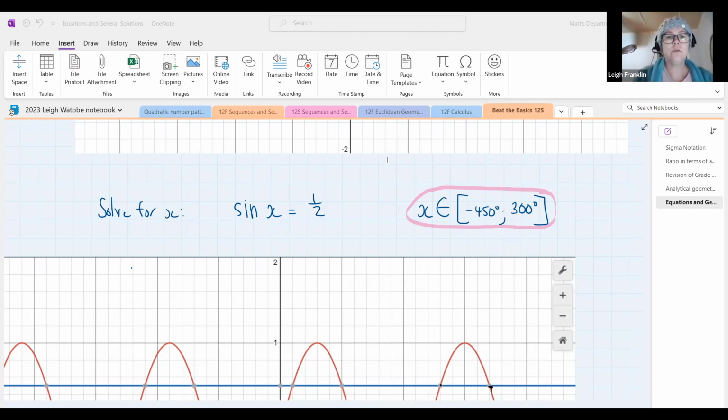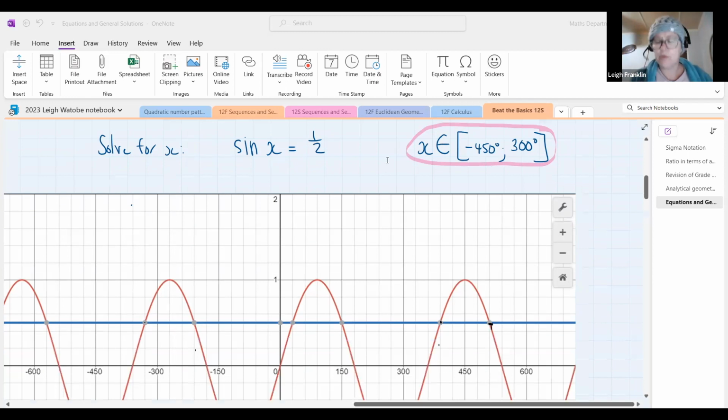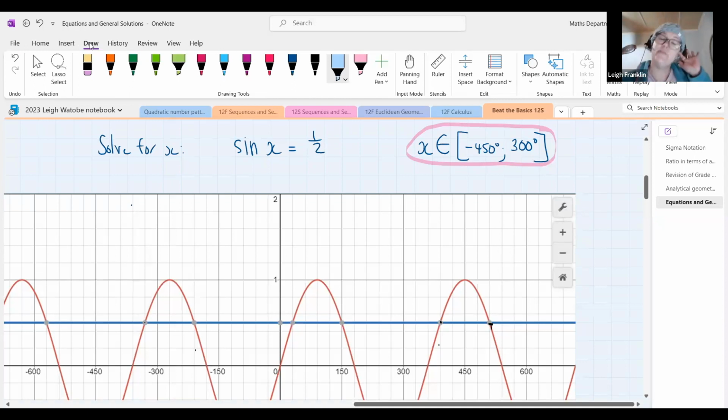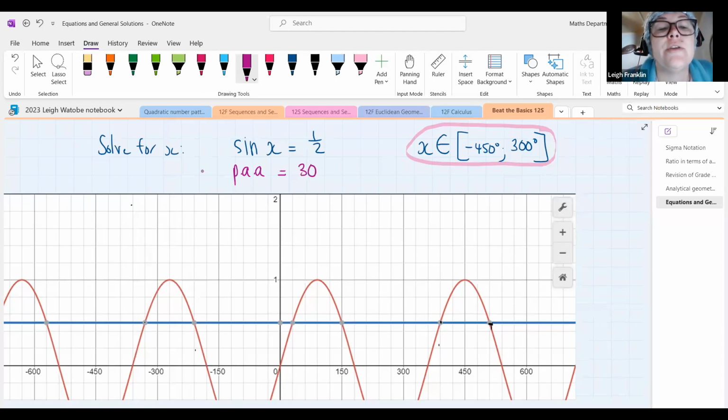So all of us know what to do because our teachers have shown us at school. They said to us, you need to find a reference angle or a PAA. My school calls them PAAs, positive acute angle, but if you want to call it a reference angle, it doesn't matter. So we all go shift sine on our calculator, and we put in the half, and it gives us 30 degrees. What does that number represent? What is the PAA or the reference angle?